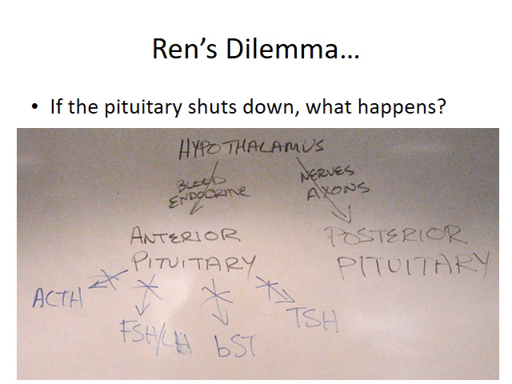So let's talk a little bit about Ren's dilemma. My mom married a guy named Ren, and long story short, he doesn't have a functioning pituitary, car accident. So his pituitary is shut down. What has happened? So we're focusing on the anterior pituitary. The posterior seems to be working well. So you've got the hypothalamus appears to be working.